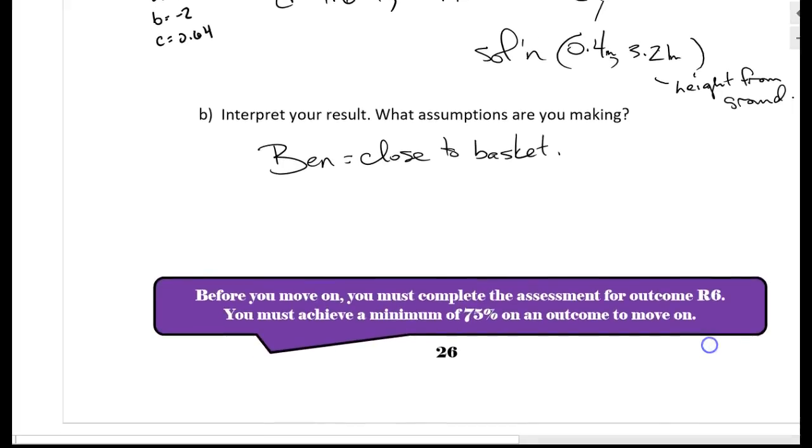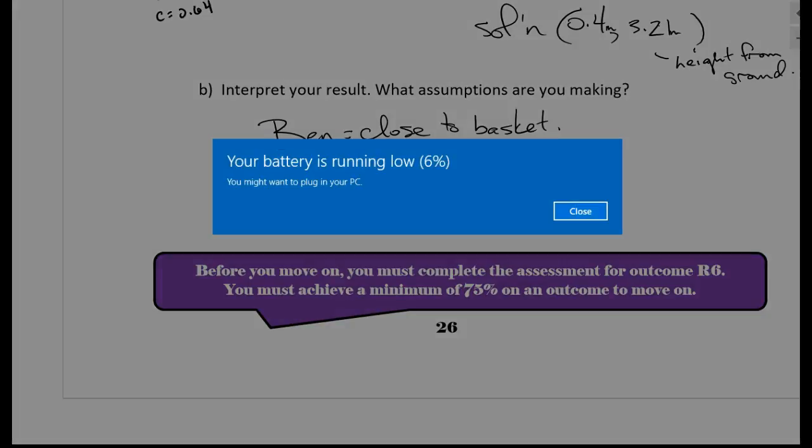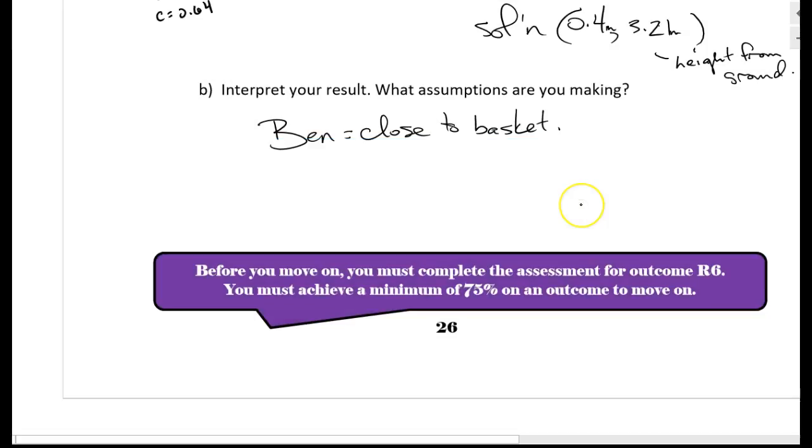Okay, so that's how we solve these algebraically. I know that was a number of examples that took a long time, but I wanted to make sure you had a taste for a few different ways of doing this. So you can do some practice questions, and then you're ready for your next assessment.